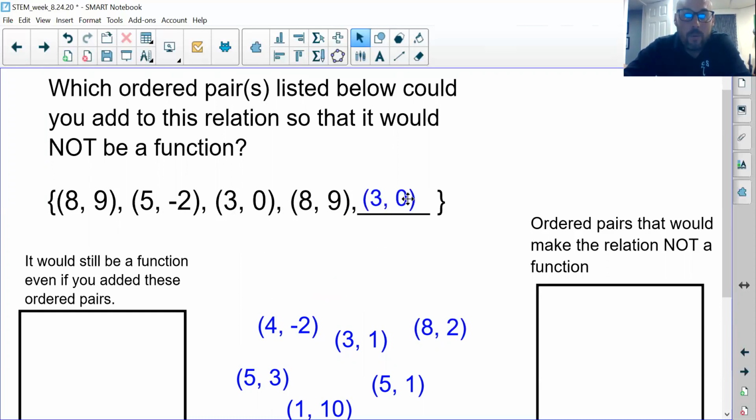Well, I could put in 3, 0 again. That's just another repeat. 3 goes to 0. 3 doesn't go anywhere else. 3 doesn't go to 1 or to 2. 3 goes to 0. So this would still be a function. So I'll put it over here.